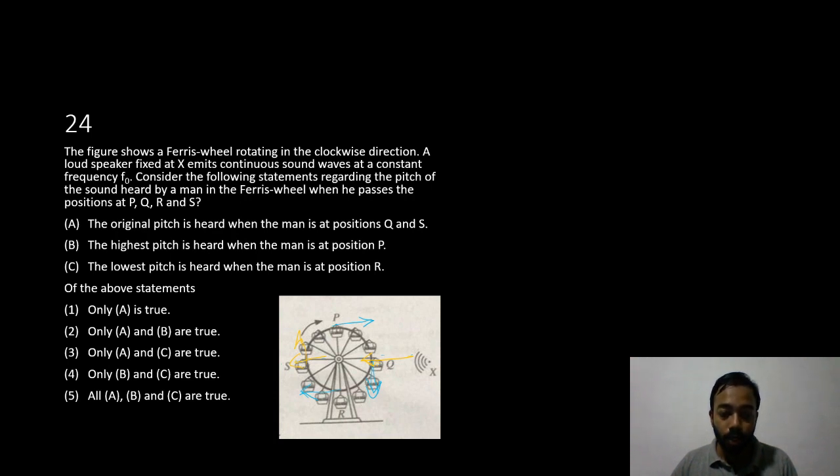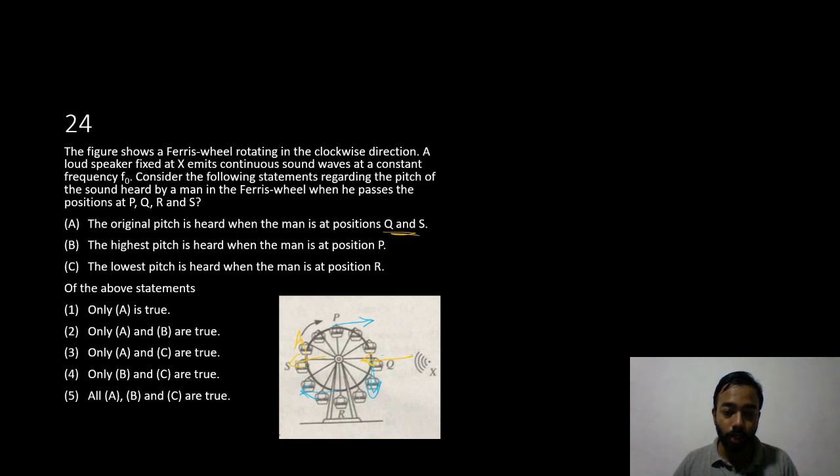Here at P, the observer is moving towards the sound source, and at R he is moving away from the sound source. So if you look at the statements, statement A says the original pitch is heard when the man is at position Q and S. That is true, as the velocity is perpendicular to that of the sound. B, the highest pitch is heard when the man is at position P. If you consider these 4 points, this is correct.